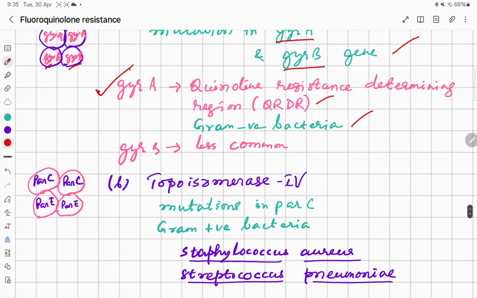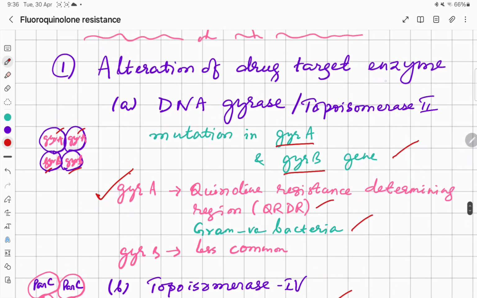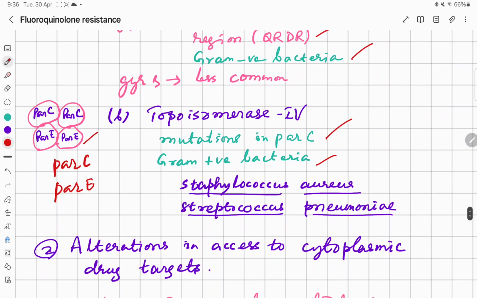Similarly, the topoisomerase 4 enzyme consists of four parts, 2 par C and 2 par E, and here also there are two genes, par C gene and par E gene. Mutation in par C gene, mostly in case of gram-positive bacteria, causes alteration in the drug target enzyme, so that there will be no binding of the fluoroquinolone with the target enzyme, that is topoisomerase 4. Gram-positive bacteria like Staphylococcus aureus and Streptococcus pneumoniae show such type of resistance.